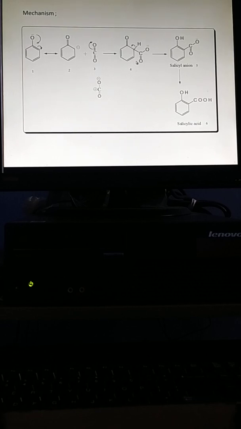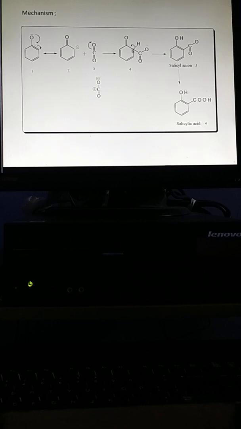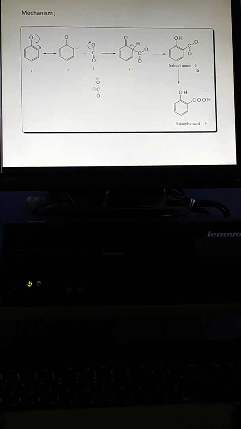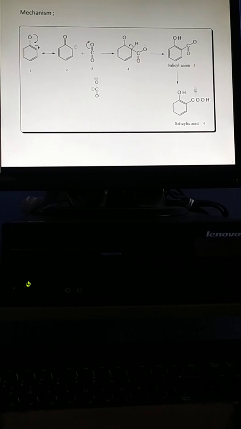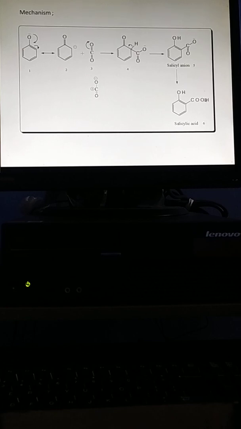This forms intermediate 4. There is a loss of a proton from intermediate 4, which means aromatization of the intermediate takes place, and we get the phenoxide anion, that is structure 5. Upon acid hydrolysis or acidification of compound 5, we get salicylic acid, structure 6. This salicylic acid is the product of the Kolbe reaction.